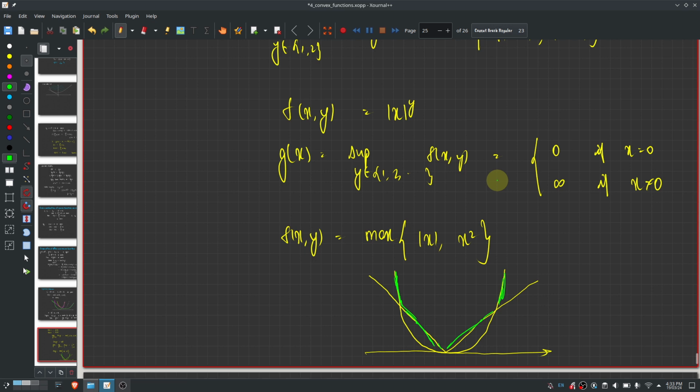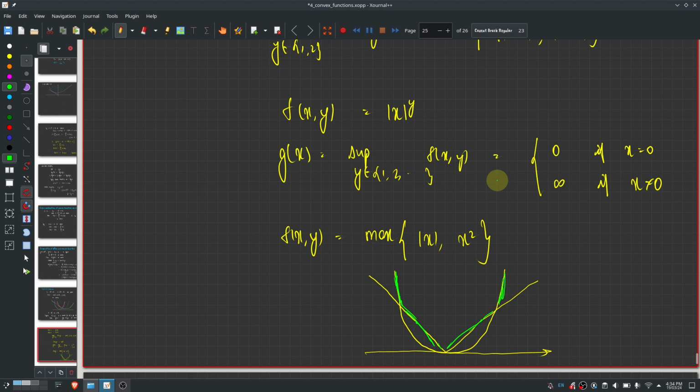F1 of x and F2 of x. Correct. If you're talking in terms of the constant being in terms of y, it makes sense. But if you're talking about the constant in terms of x being from minus infinity to infinity, then it would be like a supremum, right? There won't be a maximum for it.